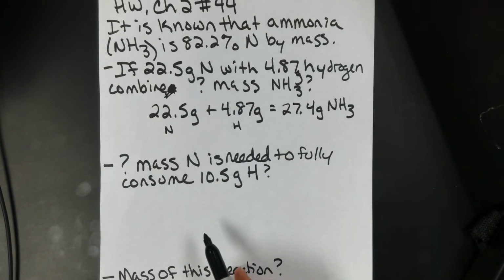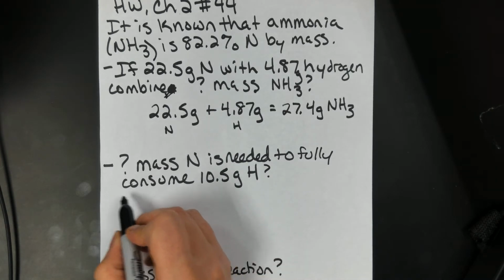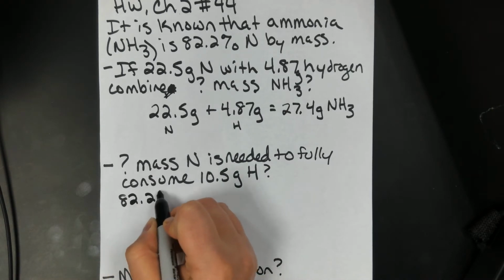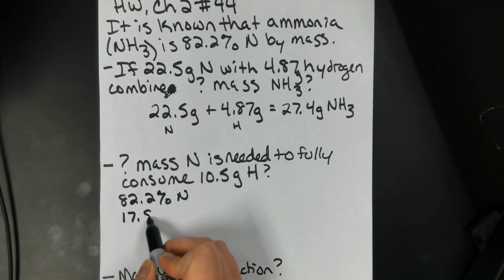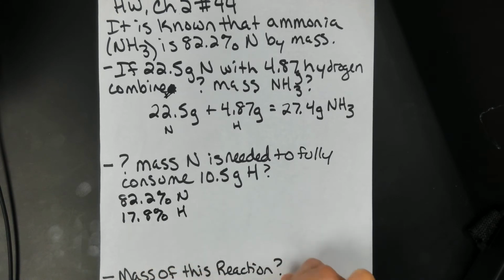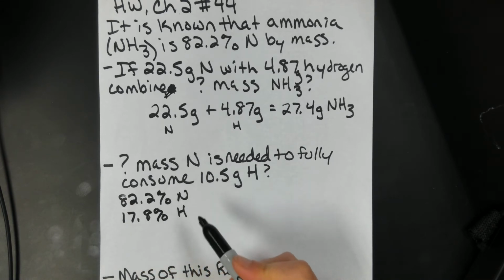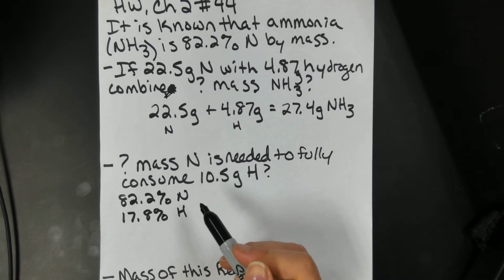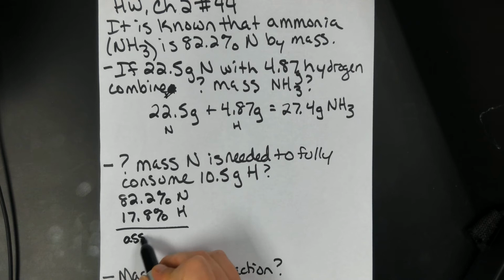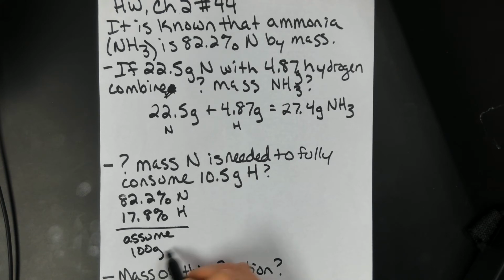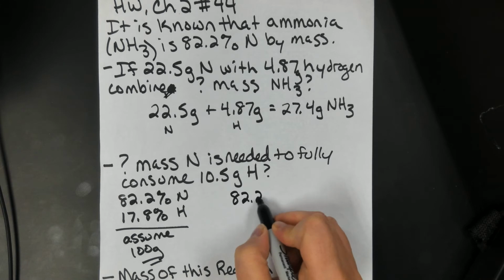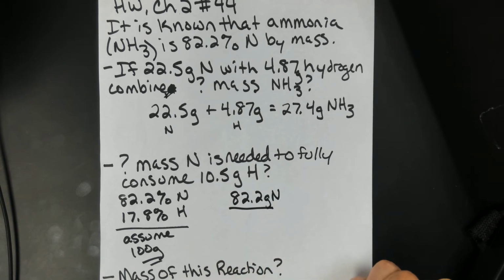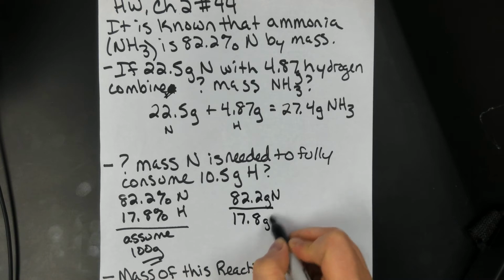One thing that we can do is establish that if it's 82.2% by mass nitrogen, it must be 17.8% by mass of hydrogen, right? Because there's only nitrogen and hydrogen in the compound. So with that information, why don't we assume 100 grams? Now let's make a ratio. We have 82.2 grams of nitrogen for every 17.8 grams of hydrogen.